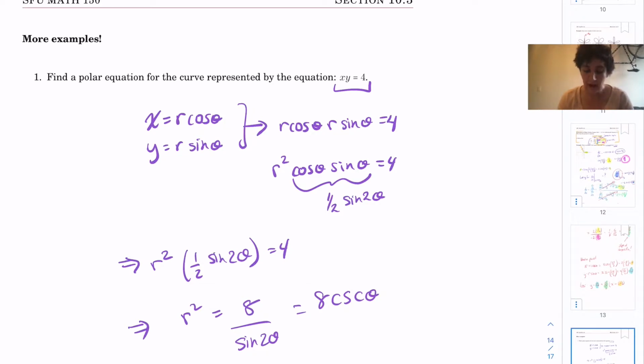Okay, what are we doing? We're recognizing that x is r cos theta and y is equal to r sine theta. Then we are substituting those values into our equation, collecting and rearranging as necessary.